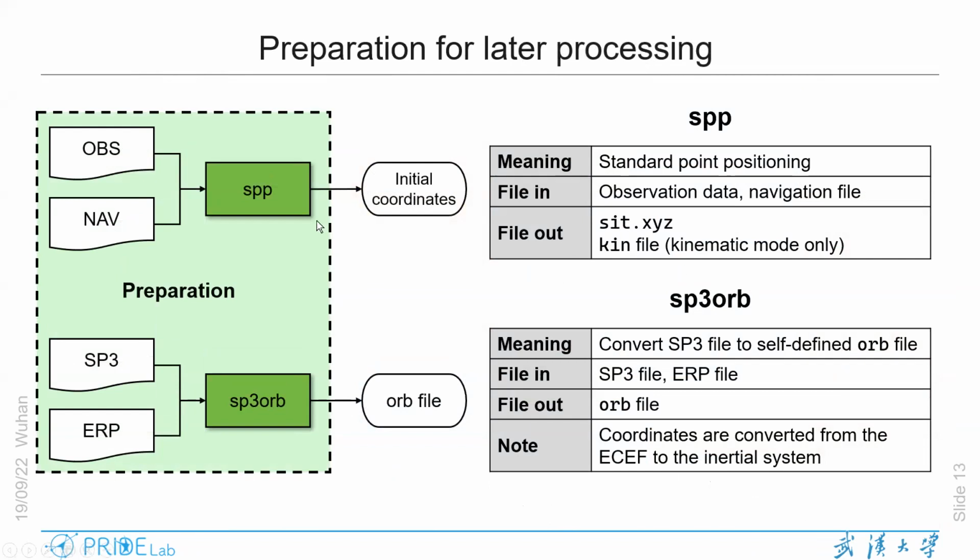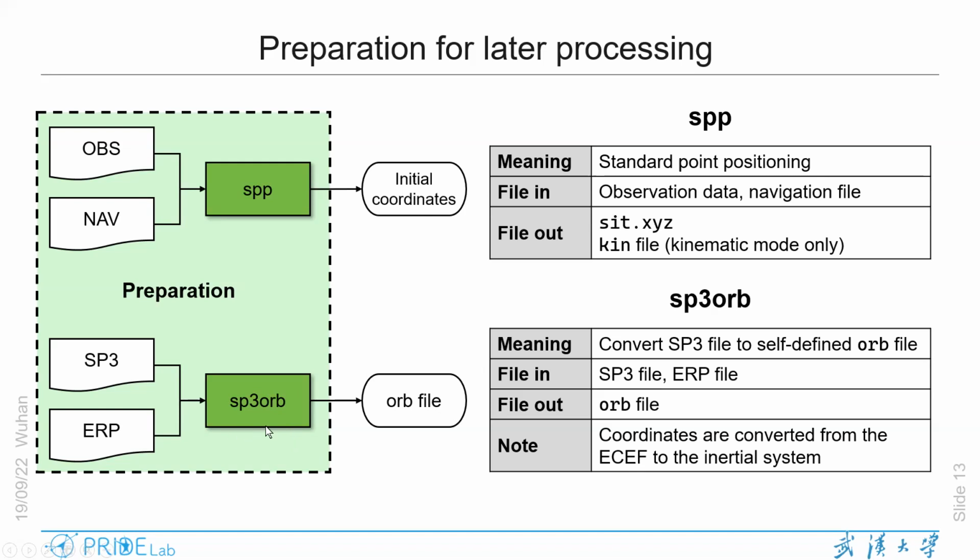The first programs to be run are the SPP and the SP3ORB. SPP is short for the standard point positioning we just introduced before. The observation file and the navigation file will be input to perform epoch-wise positioning. During this rapid cross-processing, the time range of the available observations can be defined, and the initial coordinates can be obtained.